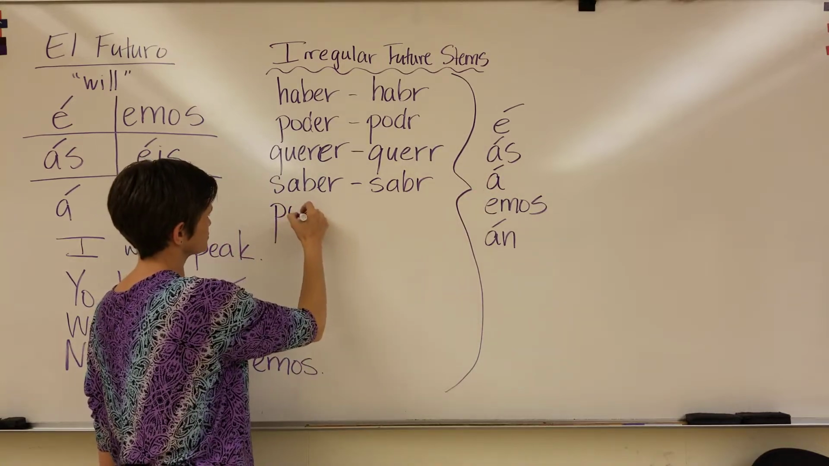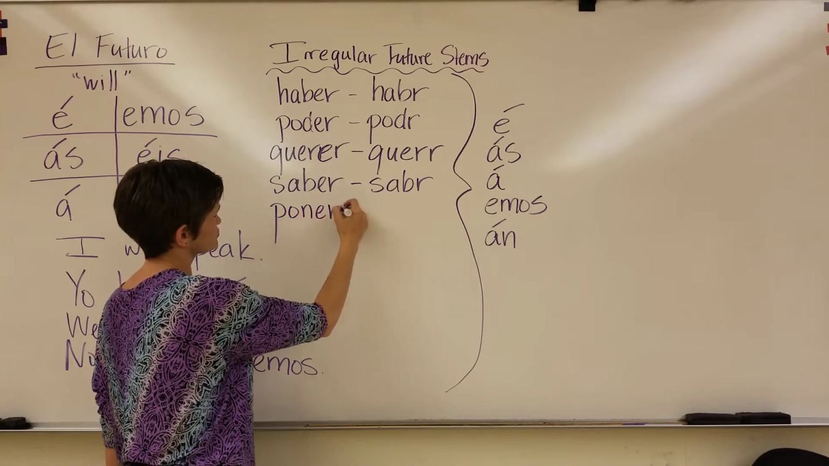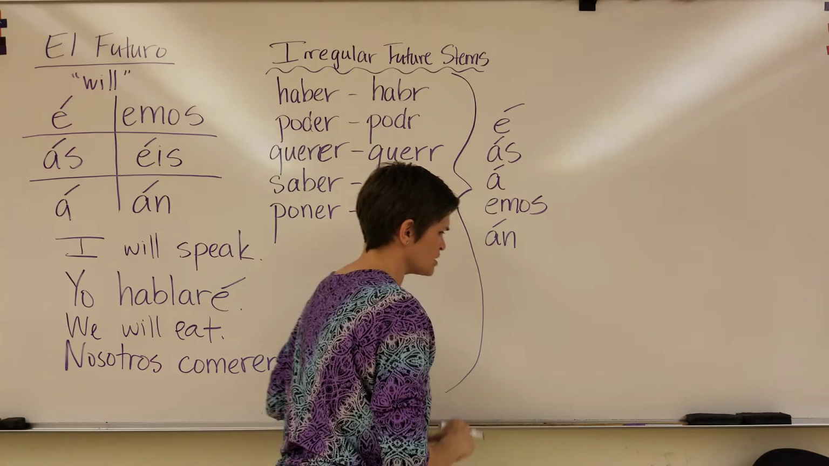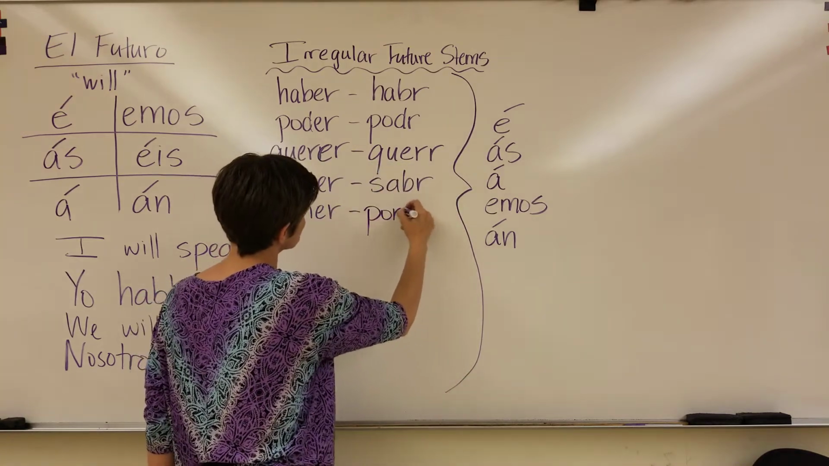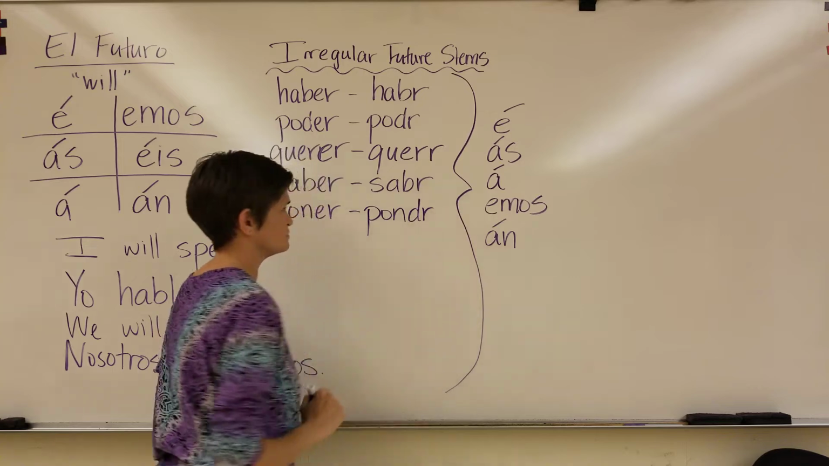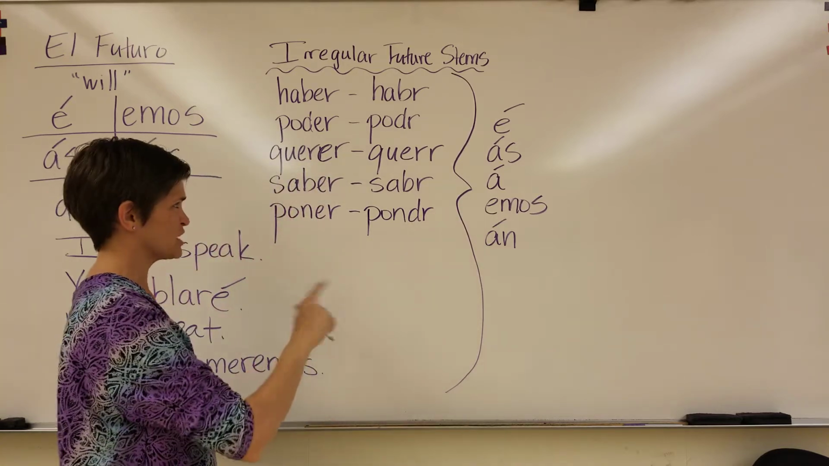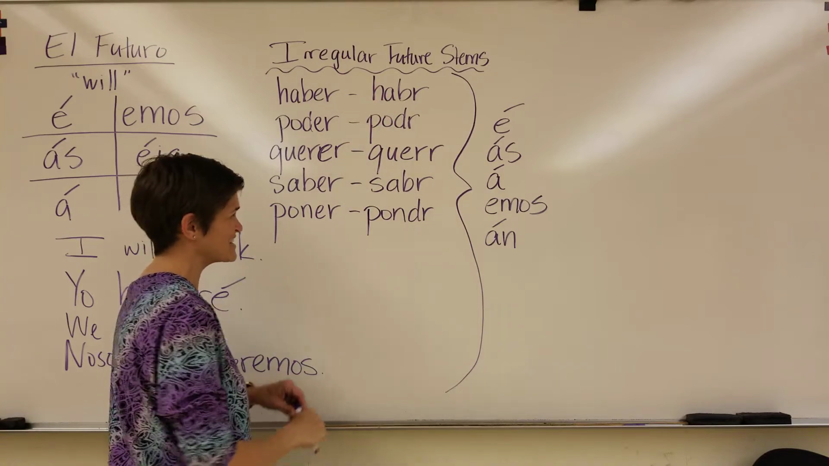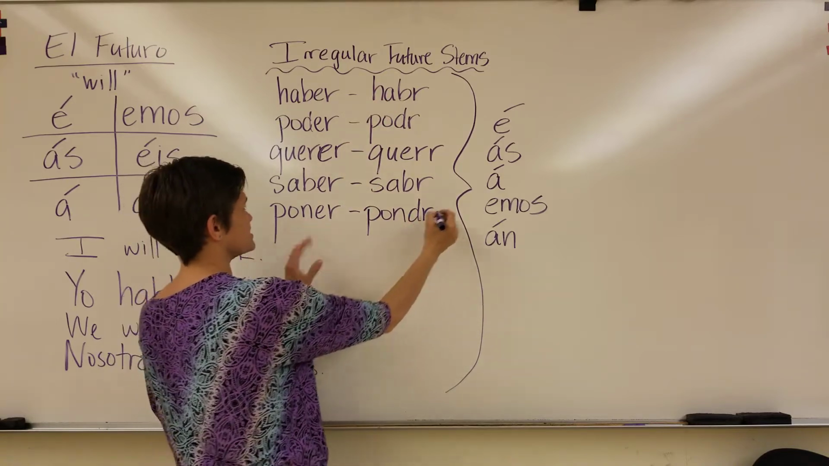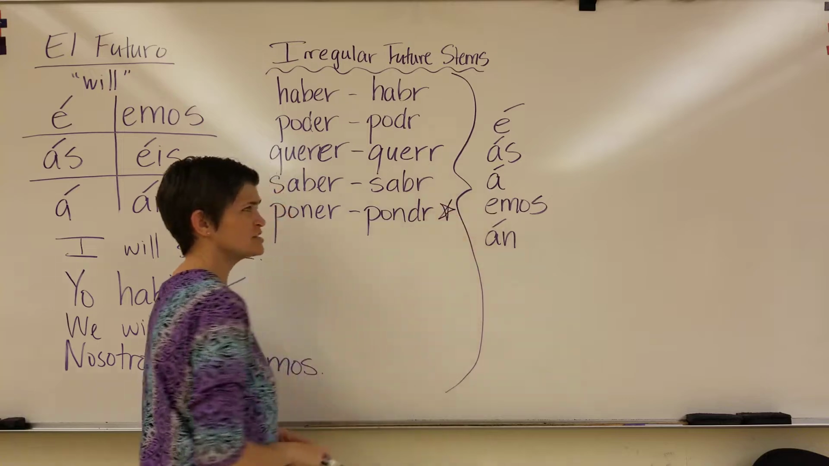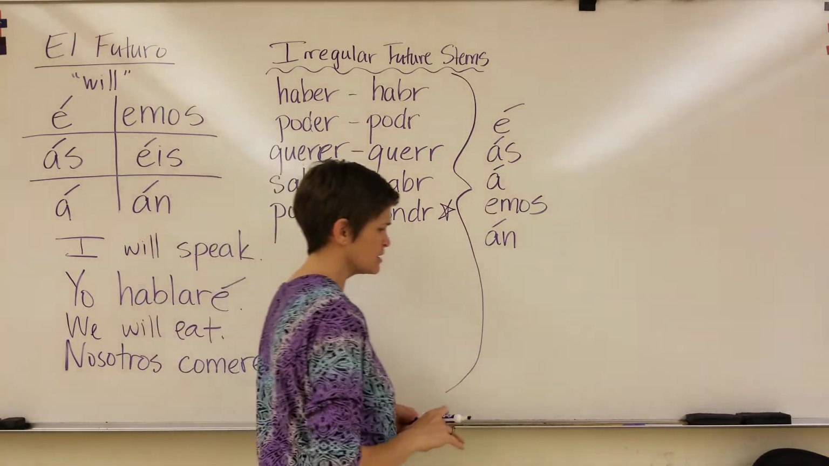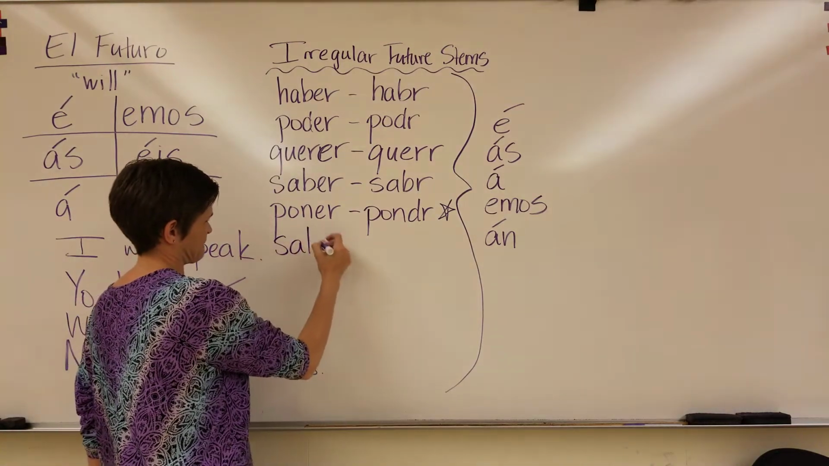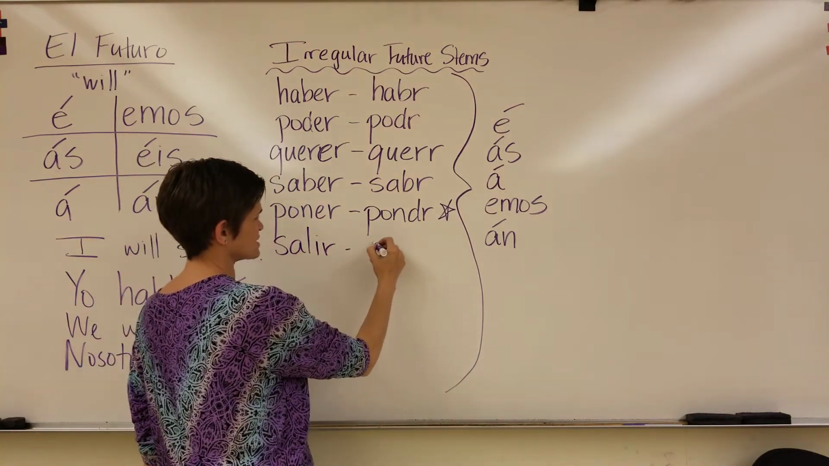Poner. Poner is going to be pondré, pondrás, pondrá. Okay, so far all of these ones we just dropped the E. This one doesn't just drop the E, so maybe pay special attention to that one as you're studying the irregulars. We've got salir. That one has a D as well.